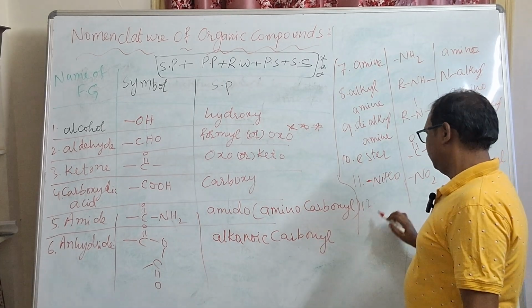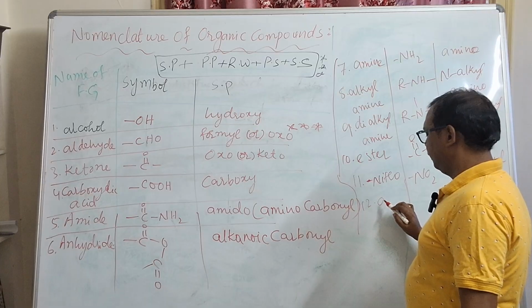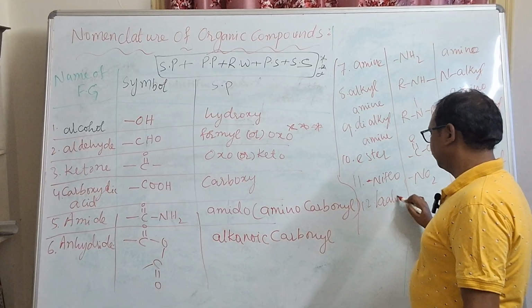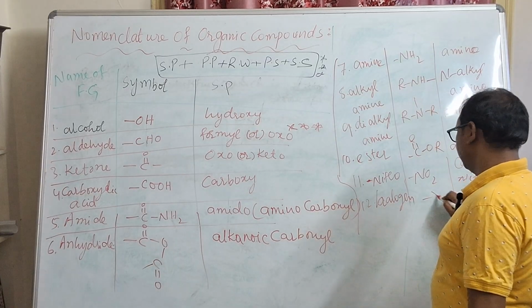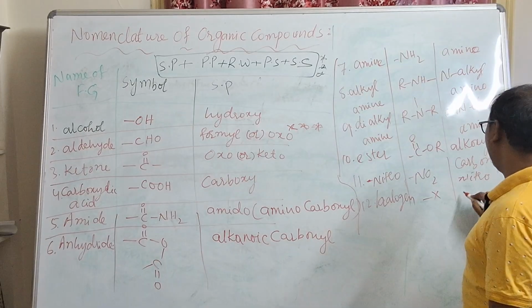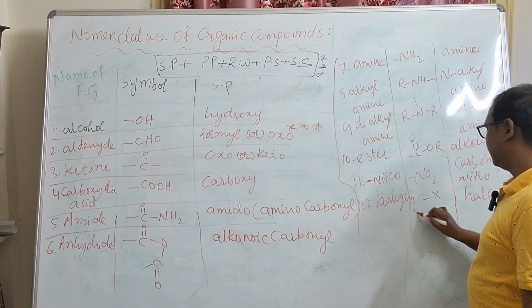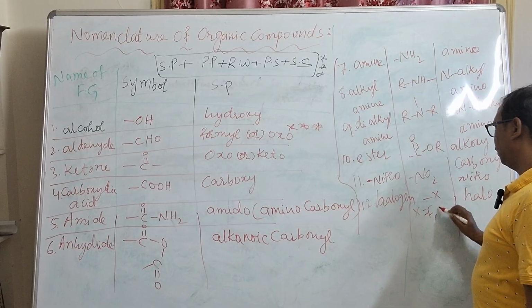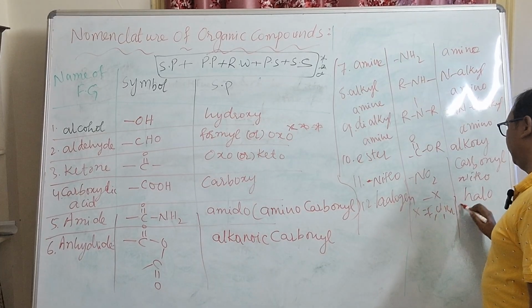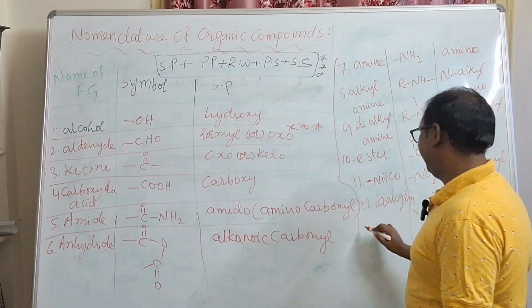Next, 12th. Halogen. X. X can be Cl, Br. Halo, always. Chloro, bromo, iodo. X can be fluorine, chlorine, bromine, iodine. You can say that. Next, the 13th one.